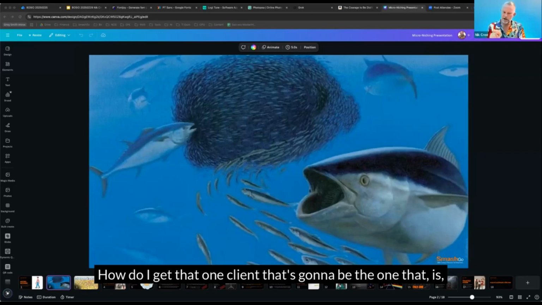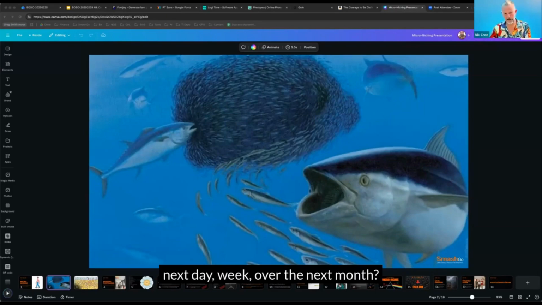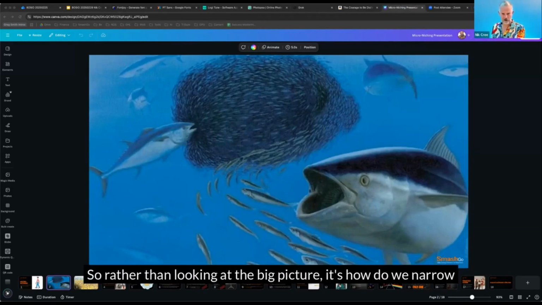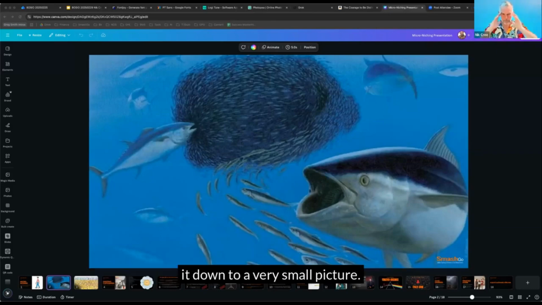How do I get that one client that's going to be the one I can work with over the next day, week, over the next month? And then where can I get another fish like that fish? And then where can I get another fish like that? So rather than looking at the big picture, it's how do we narrow it down to a very small picture? And if you pick off enough small fish, there's enough there for a meal.